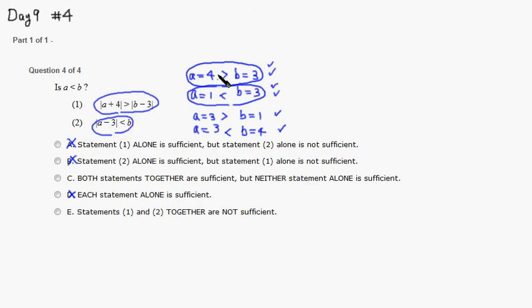So these two examples work for both inequalities, which means that even if we assume both, it could be either way. A could be larger, B could be larger, which means that with both statements together we cannot come to a conclusion. So therefore, E is the only option. Right? That's it. I hope that this was clear.